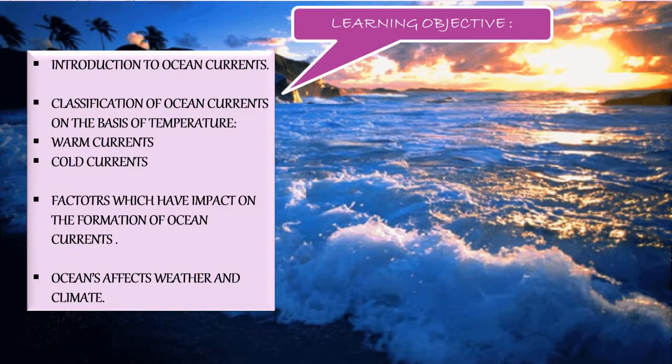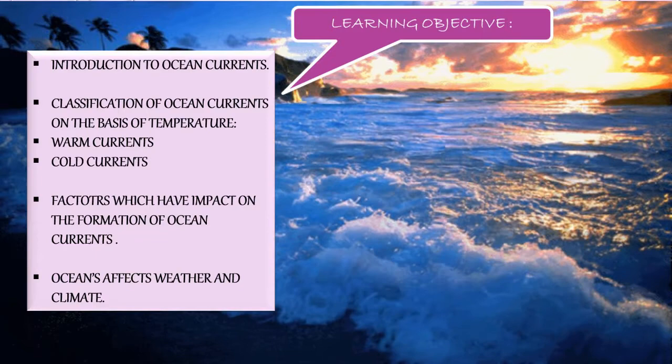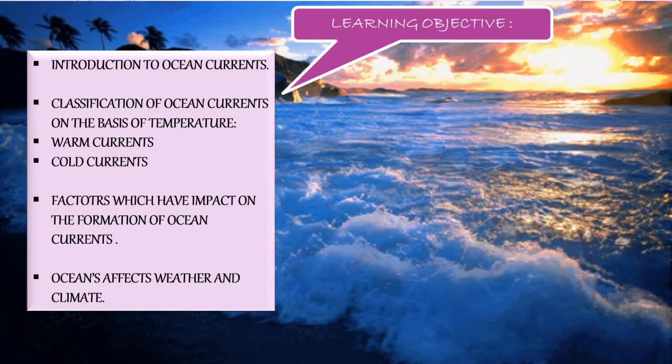The world's ocean waters are in constant movement, which is caused by solar radiation, and there are three main types of water movements on the earth's surface, that is the wind waves, tides and ocean currents. So we are going to see what ocean currents are, and then we are also going to see the classification of ocean currents on the basis of temperature, that is warm currents and cold currents.